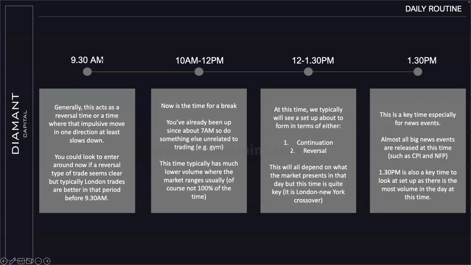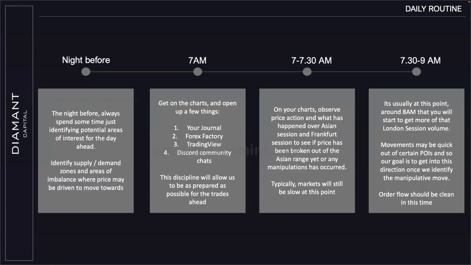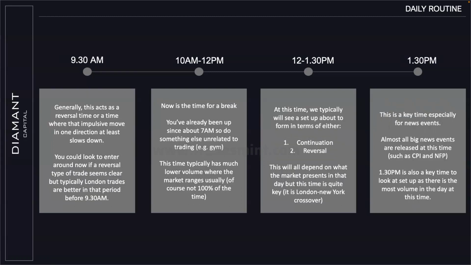Then 9:30 a.m. Generally, this is going to act as a reversal time, or a time where that impulsive move in one direction is going to slow down at least. So like I said, between 7:30 to 9 a.m., you usually get that massive movement in London session. Then 9:30 is when it starts to quieten down.